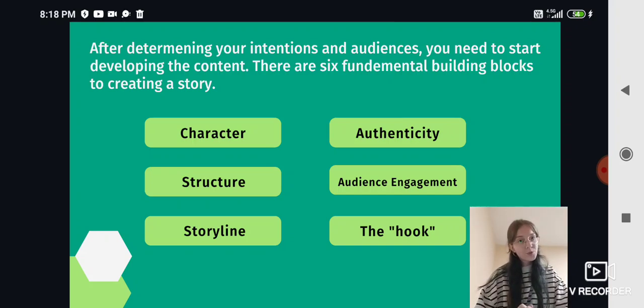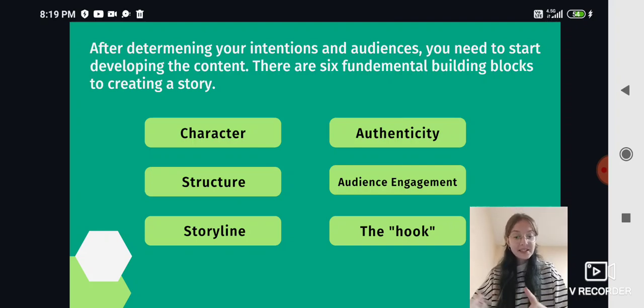Audience engagement, which is also as important as the other ones. It's very important because interacting with the audience leads you to connect with them, and so they can focus on your presentation easily.